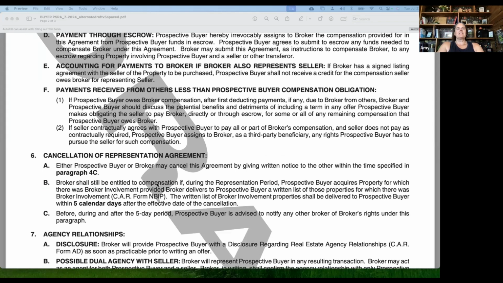It's just stating that any of the other third-party payments are going to happen through escrow as well. And if there's a discrepancy over getting paid, if the seller fails to pay us as the brokerage, the buyer's assigning their rights to go after the seller to us so that we can go after the seller for that compensation.